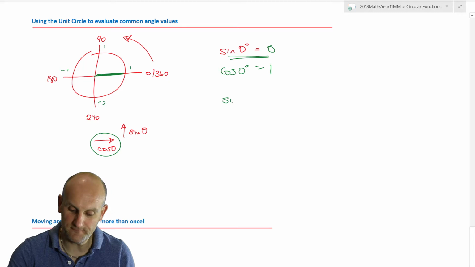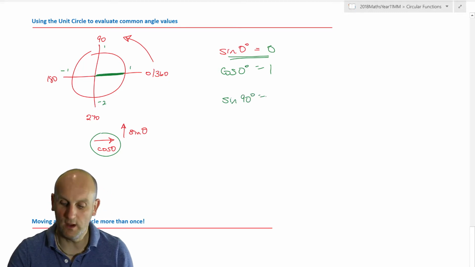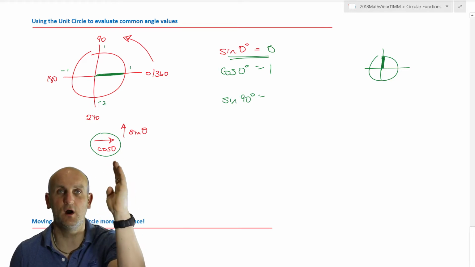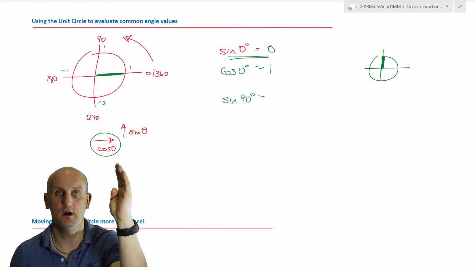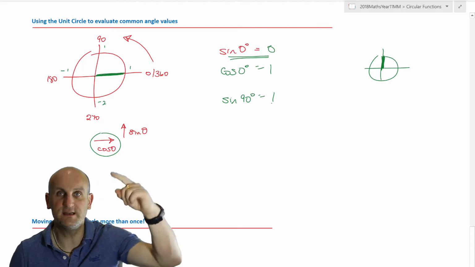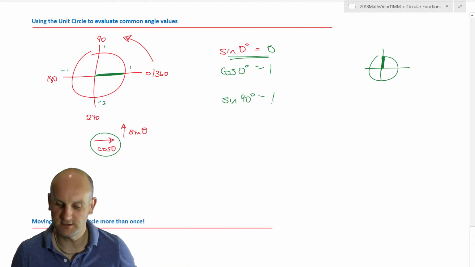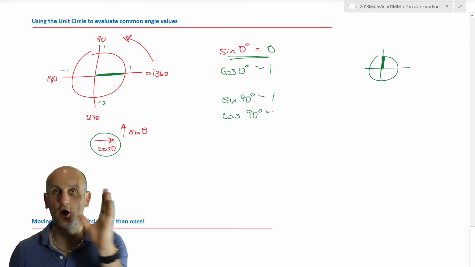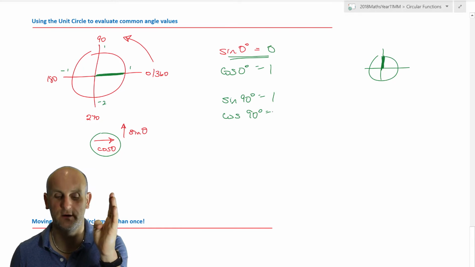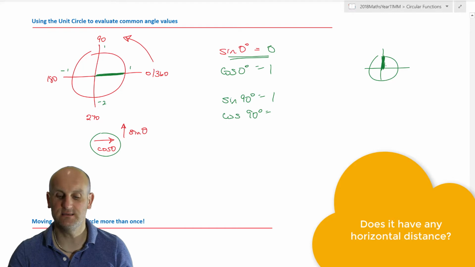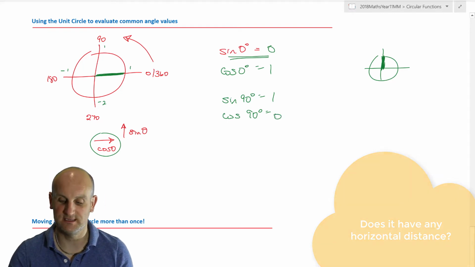What about the sine of 90 degrees? Drawing a quick diagram, here is my 90 degrees. I'm looking for the vertical height of that line. Well, hold on a moment. Sine is 1, because it's got a height of 1. What about the cosine of 90 degrees? The cosine is a horizontal distance away from my 0 point. If it's a line going straight up, does it have any distance? No. So the cosine of 90 degrees is 0.